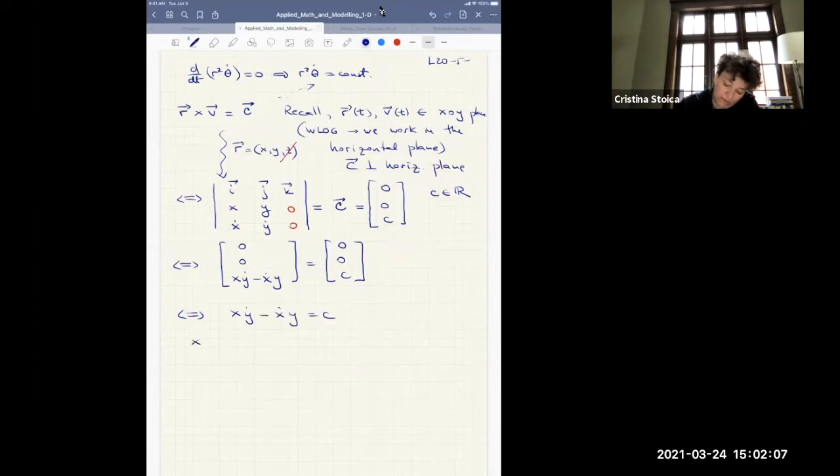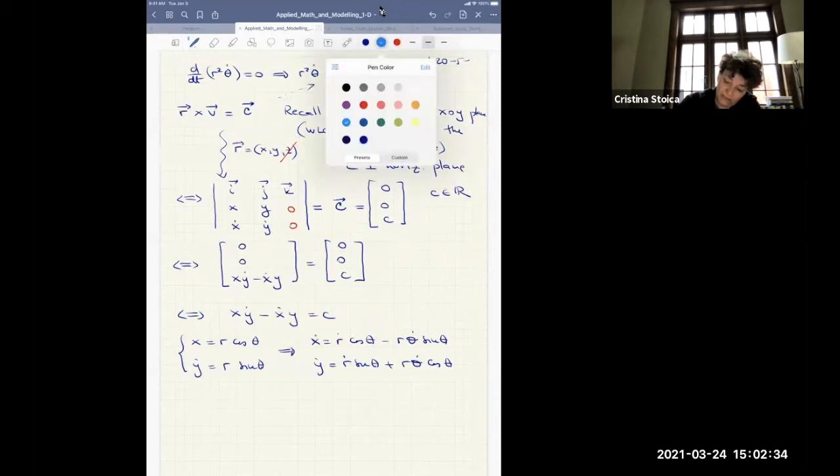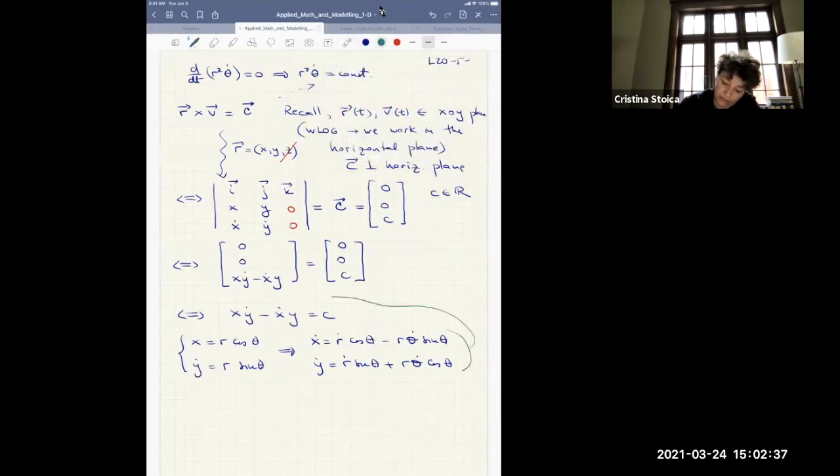And now, what did we do? We passed to polar coordinates. So this means that x dot is r dot cos theta minus r theta dot sine theta. We did that already. And y dot is r dot sine theta plus r theta dot cos theta. So when we substitute all this stuff, you're going to discover that this is actually r squared theta dot equals c.